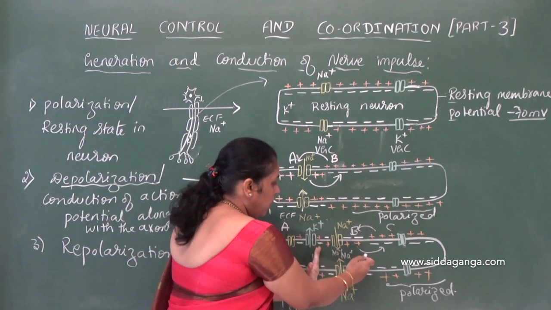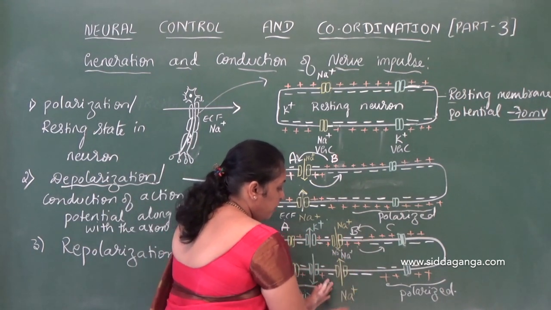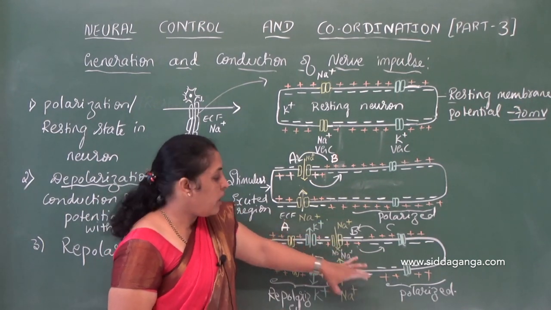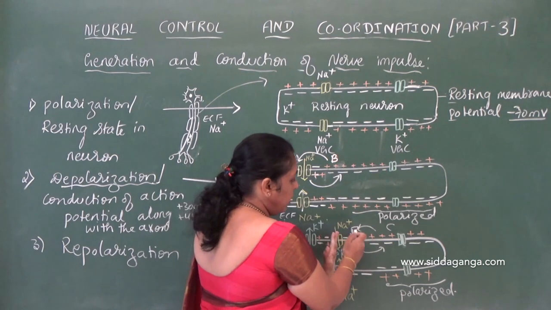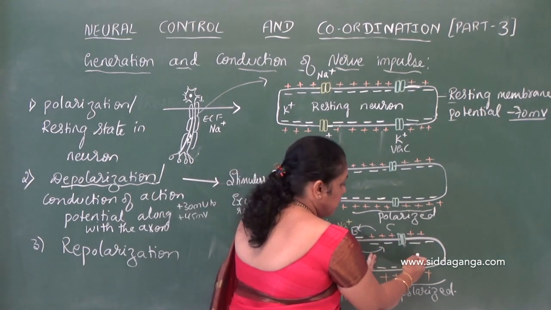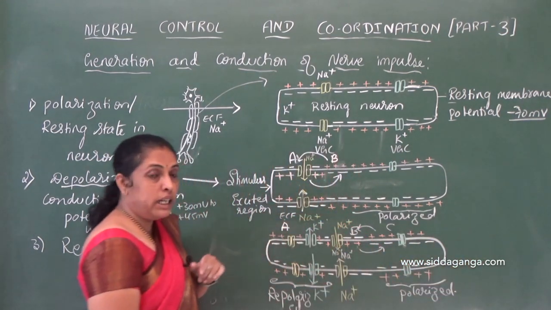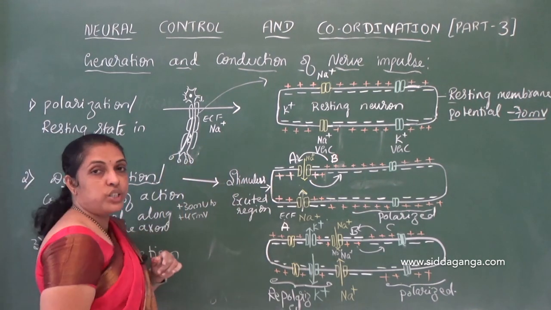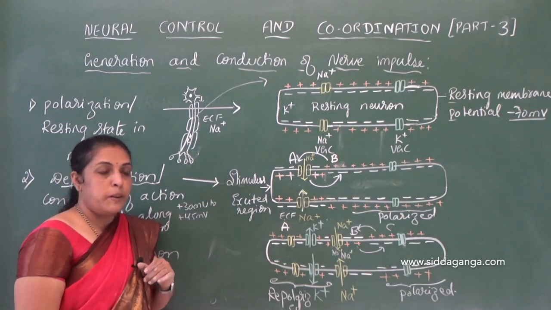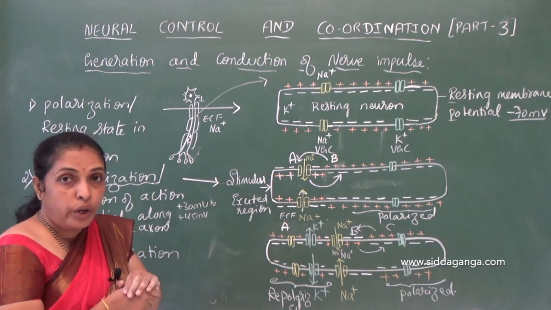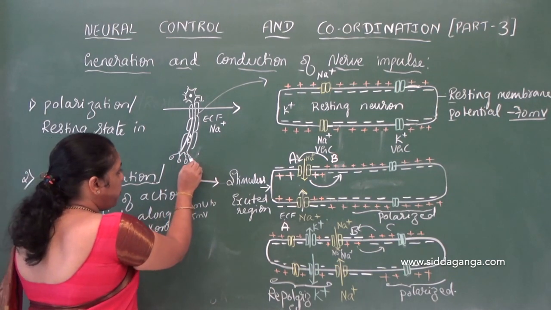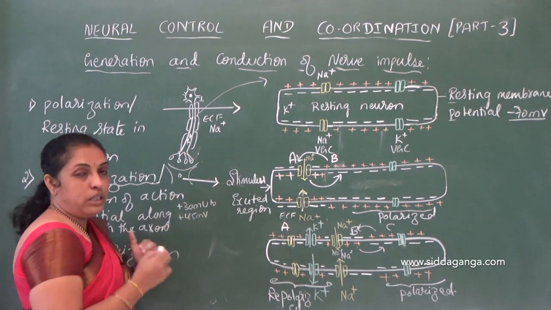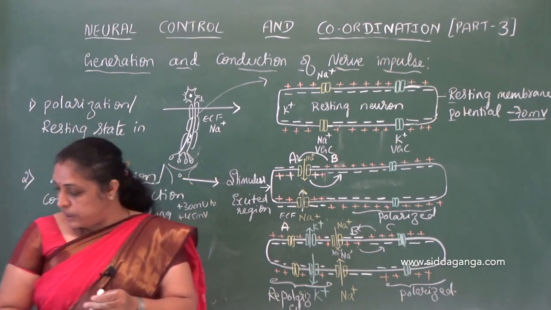Where the stimulus shifts, that will be in a depolarized state. Now B is in a depolarized state. Once again the circuit completes, it shifts to the next region and the next region, like that it goes till it reaches the nerve endings. So in the next class we'll discuss how information will be transferred from these nerve endings to the next neuron. That we'll discuss in the next class.